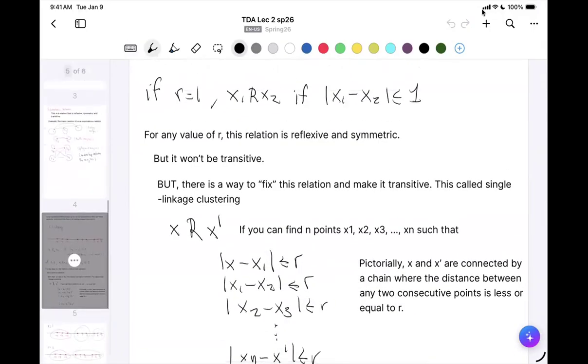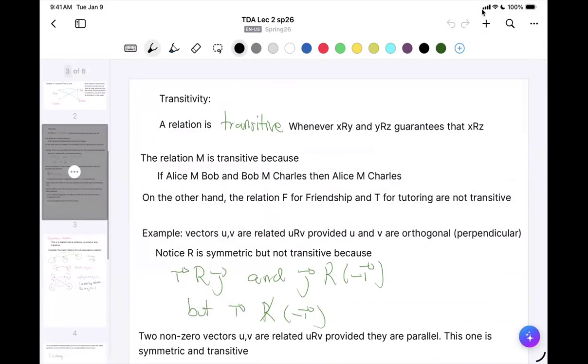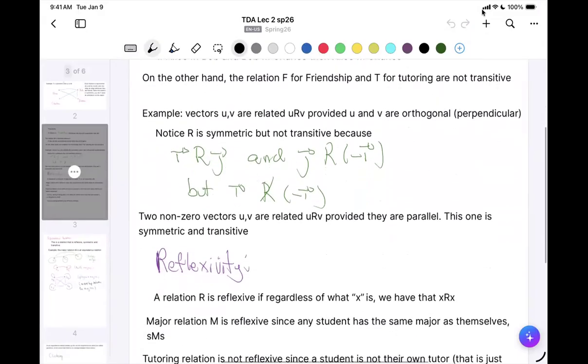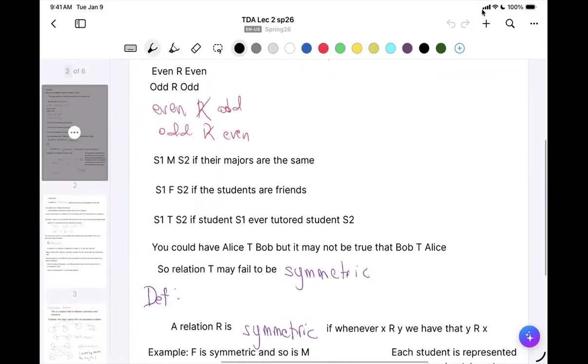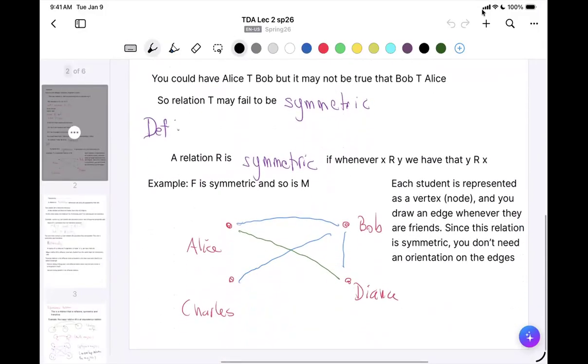But let's see. Okay, where is the definition? All right. So what I was saying is that an equivalence relation, just to remind you what it was, is a relation that we establish between different objects, right? And it has to satisfy three properties. So the first one is symmetry, which is that if two objects are related, it doesn't really matter in which order the relationship goes.